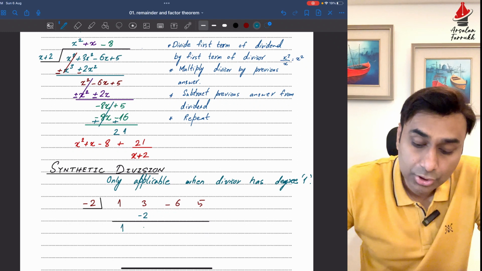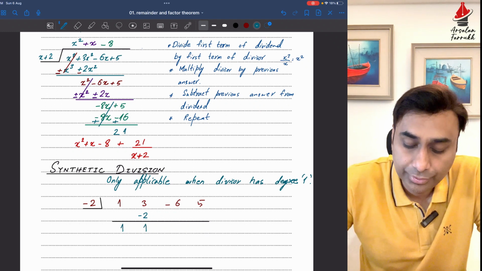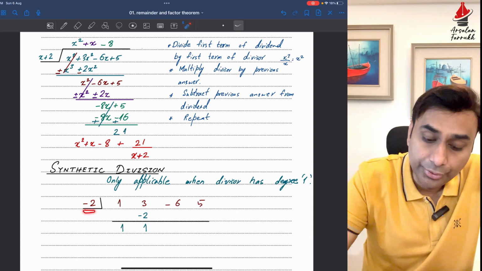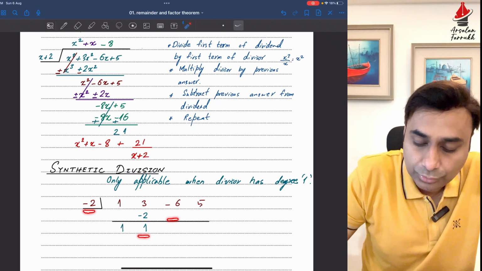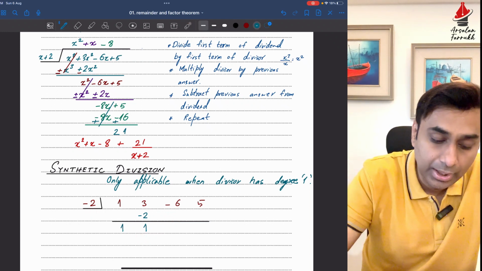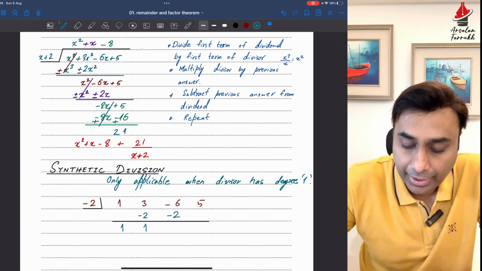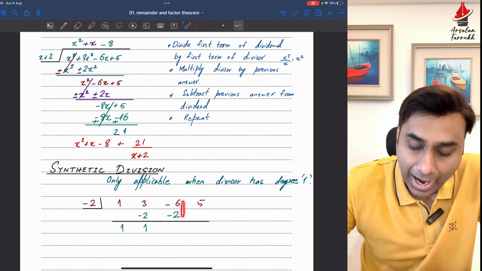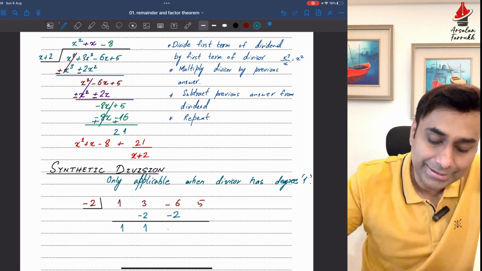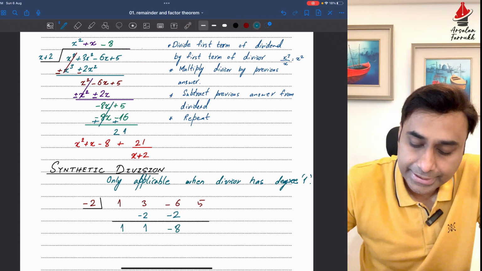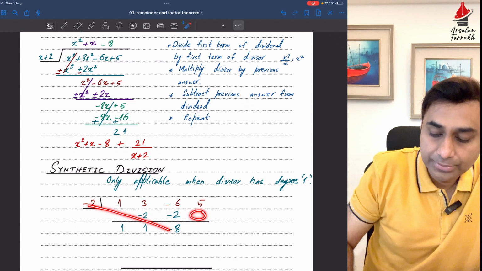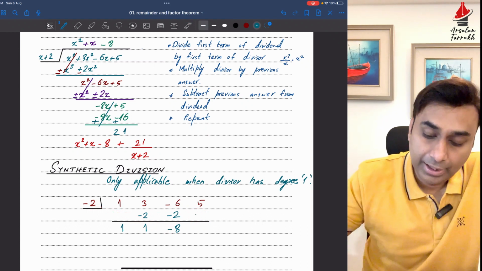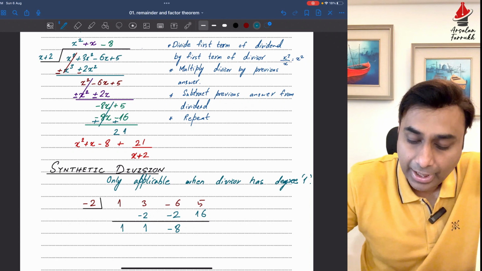You will add these two and put your answer over here. So 3 minus 2 will become 1, and you will write that one down here. You repeat. Now you multiply this with this and write your answer here. So minus 2 times 1 gives you minus 2, and that minus 2 goes over here. And then you will add these two terms over here. Minus 6 and minus 2 add up to give you minus 8. And then lastly, you repeat that again, minus 2 times minus 8. That will go down here. That will be 16. And then you will add it again, and 16 plus 5 gives you 21.